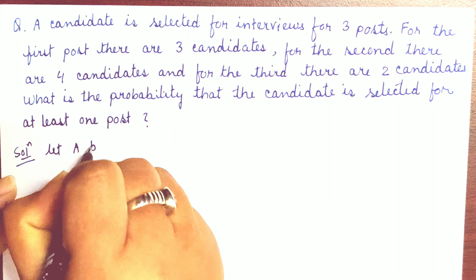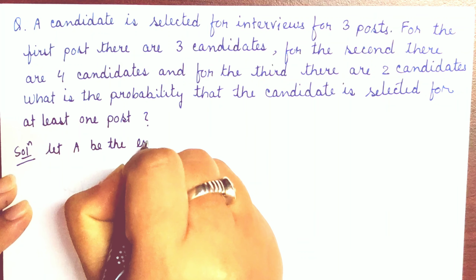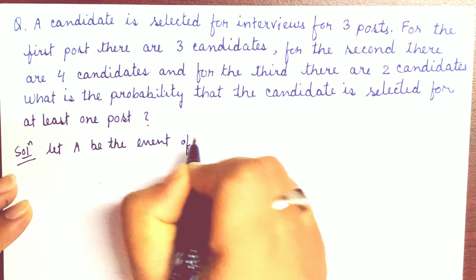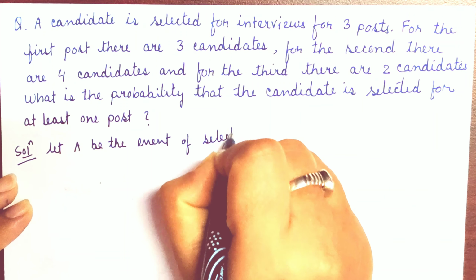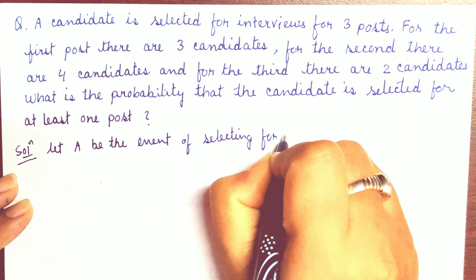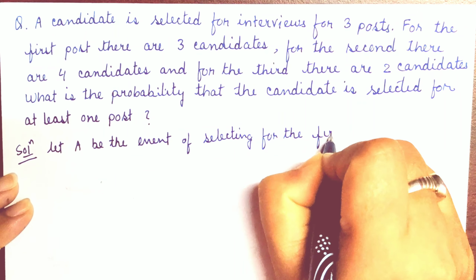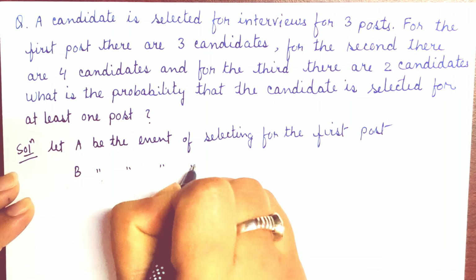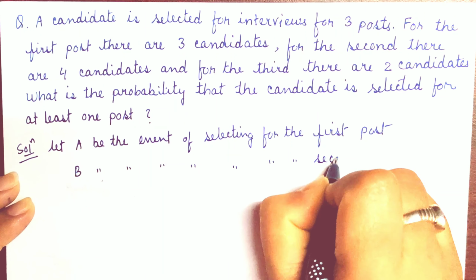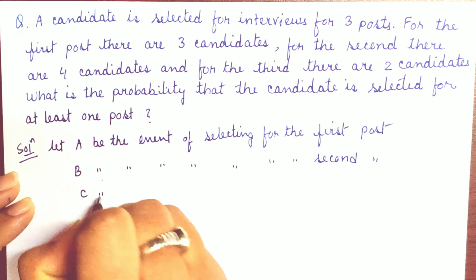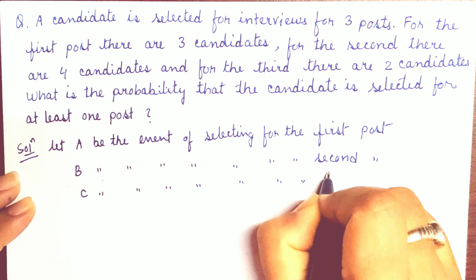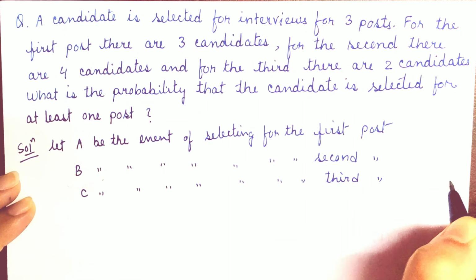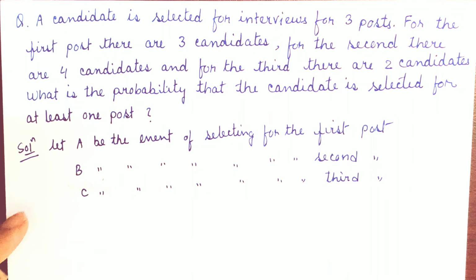Let us assume that A be the event of selecting for the first post. B be the event of selecting for the second post. C be the event of selecting for the third post. A, B, C are the events of selecting for the first, second and third post respectively.